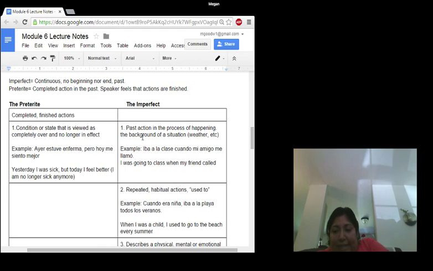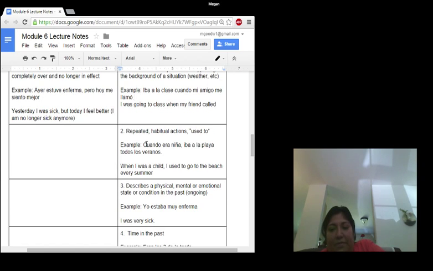The imperfect has a lot more usages. For example, when you're talking about the background of a situation in the past, for example, the weather, or the process of something happening, this is where you're going to use the imperfect. An example is, iba a la clase cuando mi amigo me llamó. I was going to the class, so I was in the process of going to the class when my friend called.